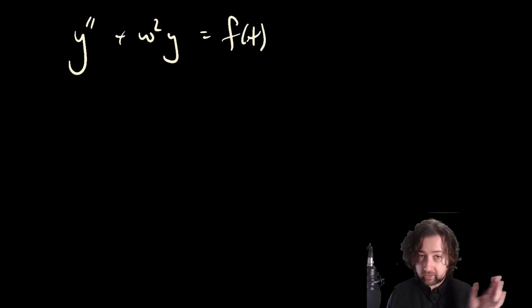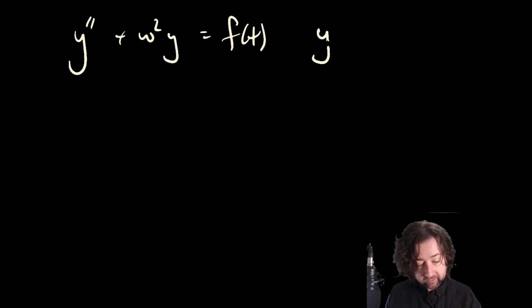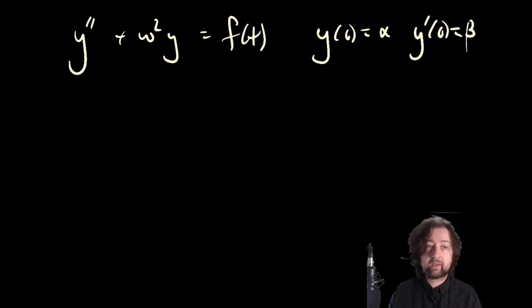So omega is some constant we don't know. And also I tell you the initial conditions are constants that we don't know. y of 0 is alpha and y prime of 0 is beta. So everything in this equation is generic. How can I write down a solution that describes this for all possible choices of parameters a, b, and omega?